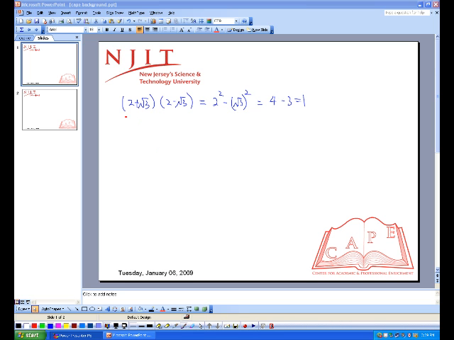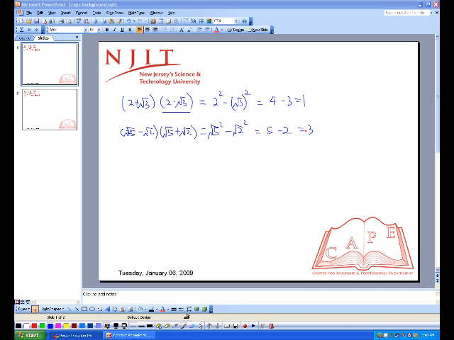Okay, so the conjugate of 2 minus square root of 3 is 2 plus square root of 3. So the conjugate of another one, let's say square root of 5 minus square root of 2, is square root of 5 plus square root of 2. Then this is going to equal square root of 5 squared minus square root of 2 squared. It's going to equal 5 minus 2, and then that will give you 3.